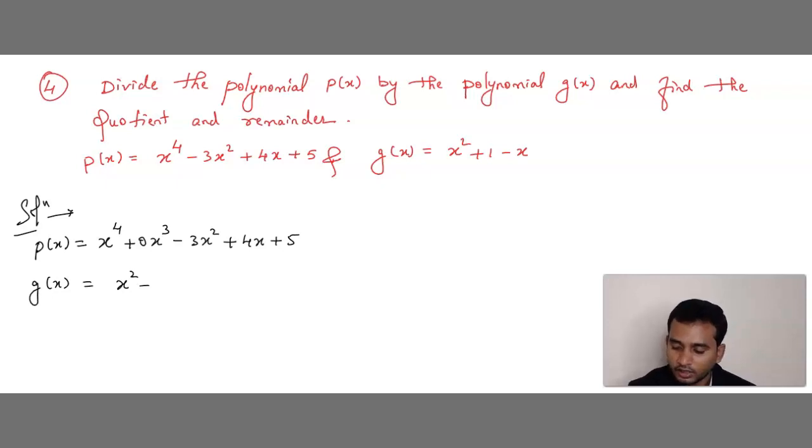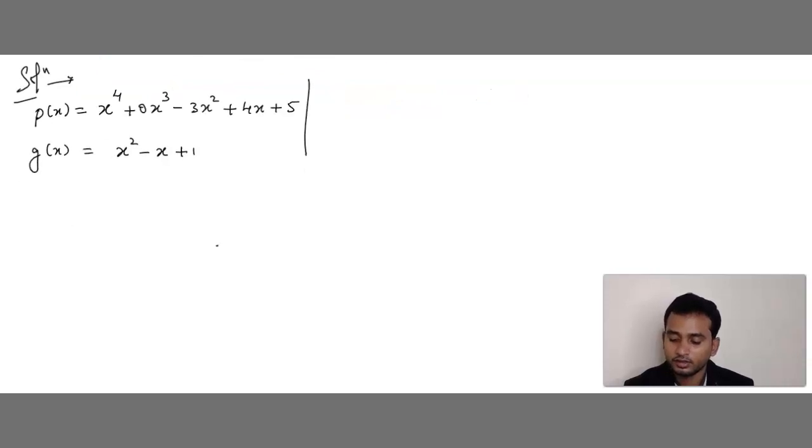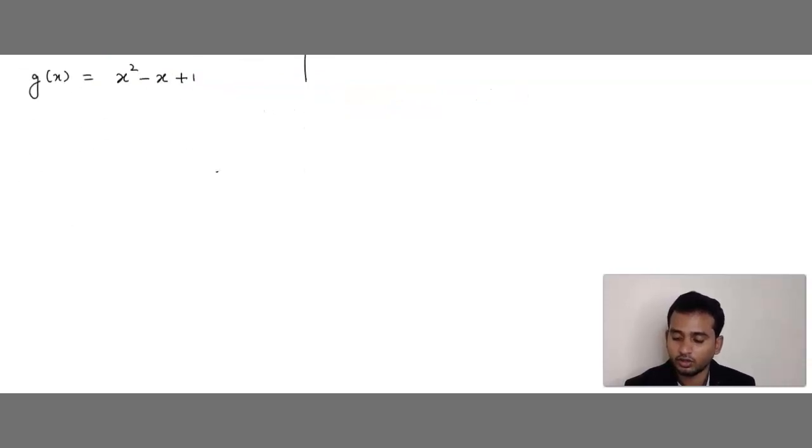Then first degree, that is minus x. Then constant, that is plus 1. That is second degree, first degree, constant. Is this clear? Any doubts? Now let me divide p of x by g of x.